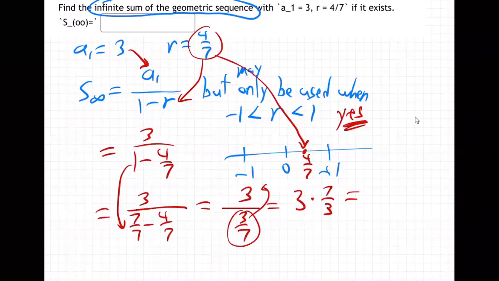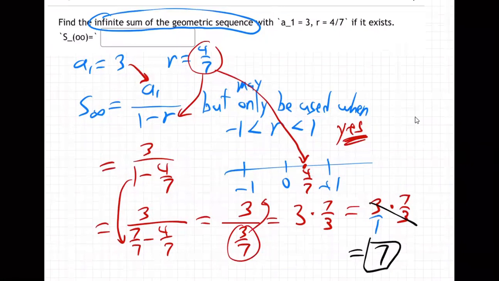Okay. And then that 3 becomes 3 times 7/3, and you put that 3 over 1 because a whole number is a fraction over 1. Cross cancels. 7 over 1, or just 7. So the answer is 7. The infinite sum there is 7 on that question. So there we go.